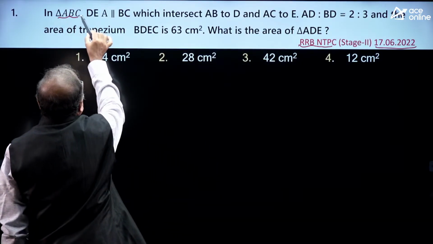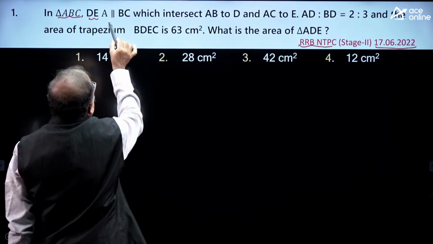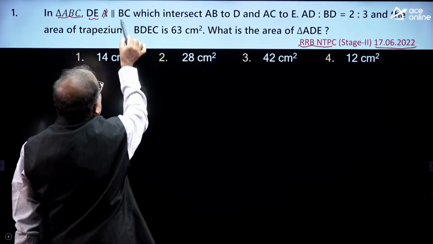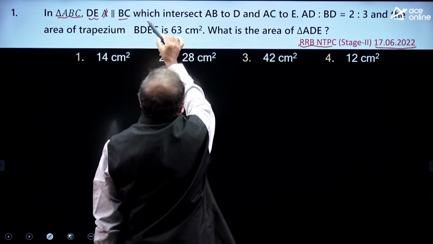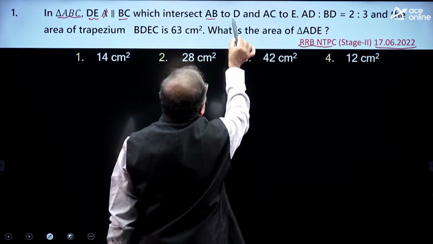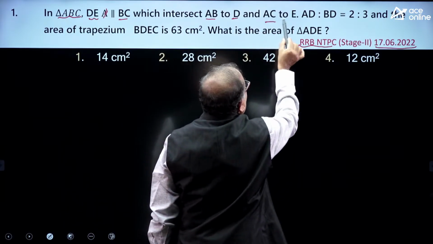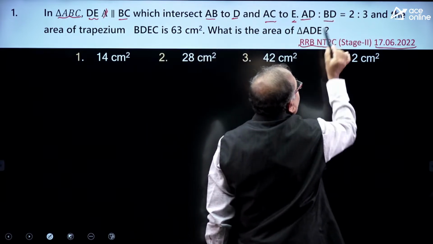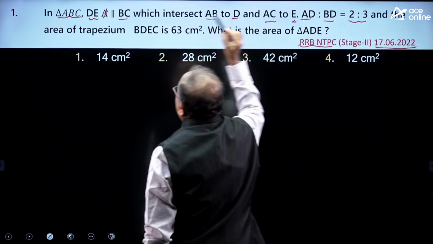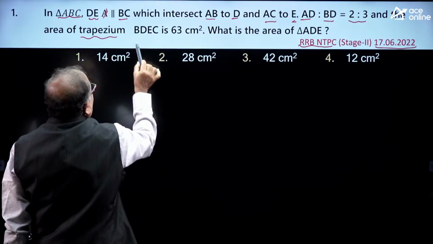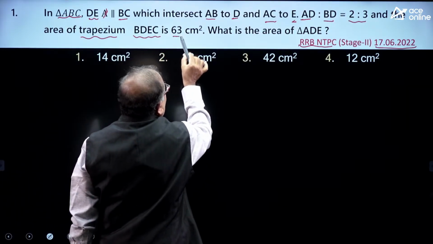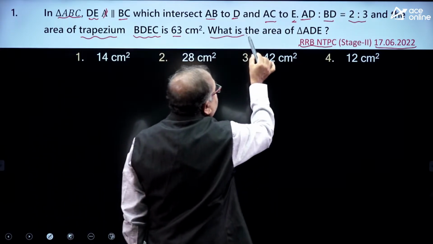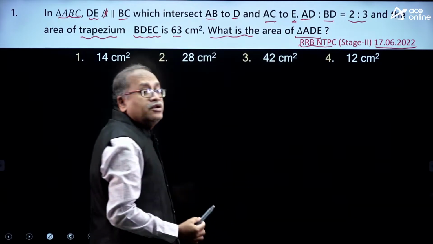In triangle ABC, DE is parallel to BC, which intersects AB at D and AC at E. And we have the ratio of AD to BD equal to 2 is to 3. And the area of trapezium BDEC is 63. Once I draw the diagram, it will be very clear. Now, what is the area of triangle ADE?